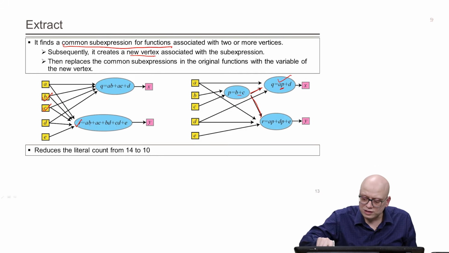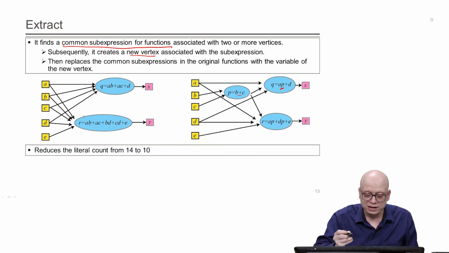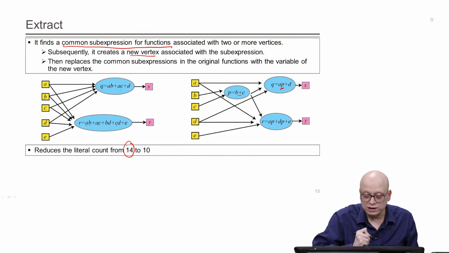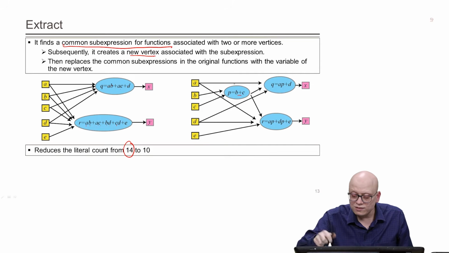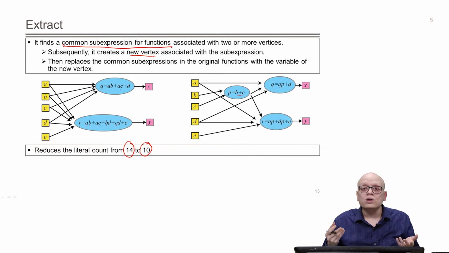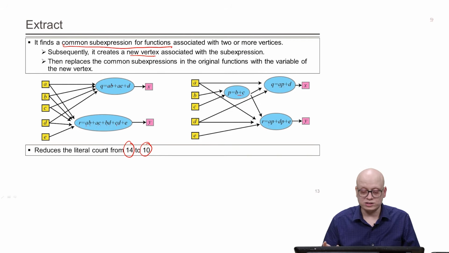Now, as a result of this, what benefit did we get? Earlier, how many literals were there? 1, 2, 3, 4, 5, 6, 7, 8, 9, 10, 11, 12, 13, 14, right. Earlier we had 14, and now how many do we have? 1, 2, 3, 4, 5, 6, 7, 8, 9, 10, right. So we have 10. So from 14, the number of literals decreased to 10, and therefore, we expect to save area in the CMOS implementation of this circuit.